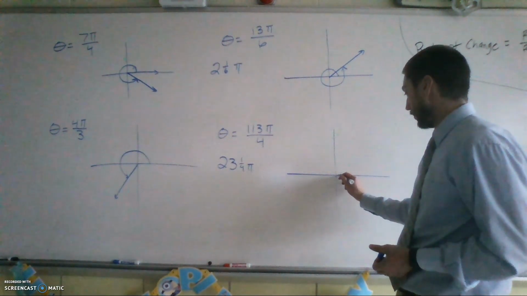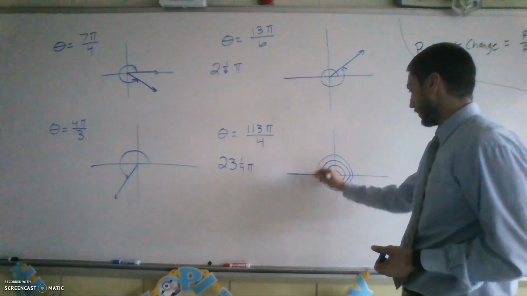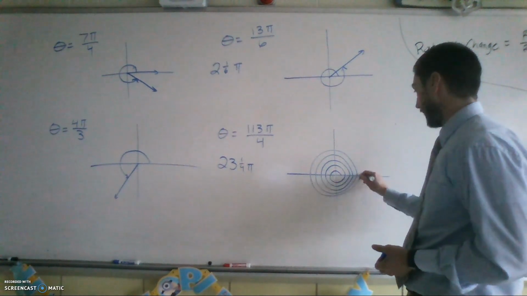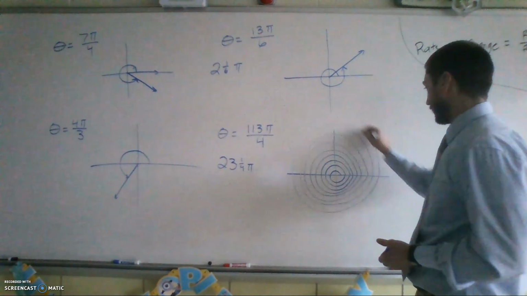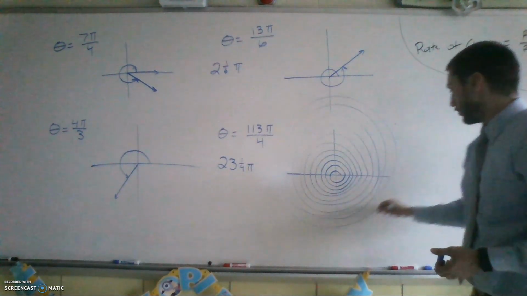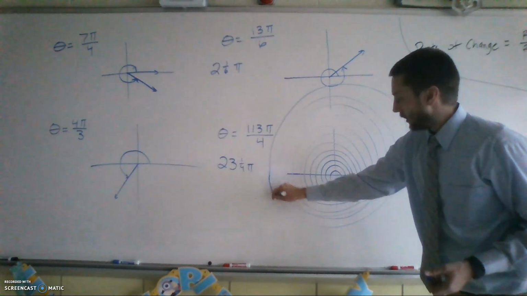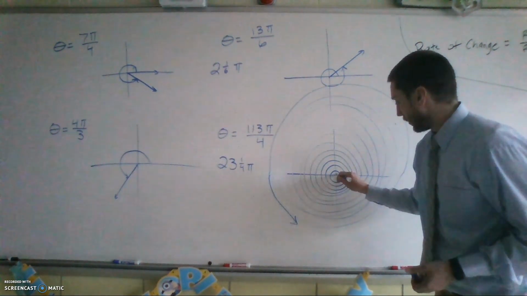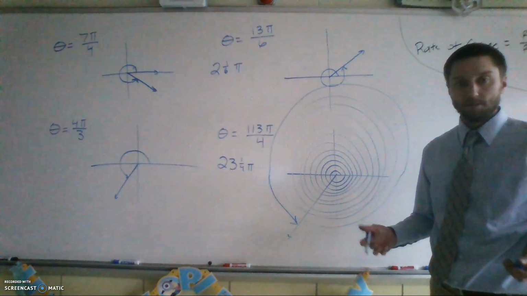And then the last one, 23 and 1/4 pi, is this mixed number. Ooh, I got some drawing to do. 2, 4, 6, 8, 10, 12, 14, 16, 18, 20, 22, 23, and 1/4. So I need all those loops so that I know what's going on.